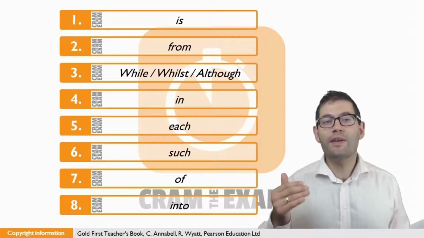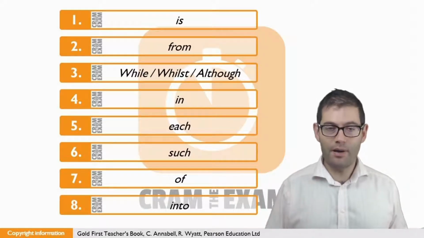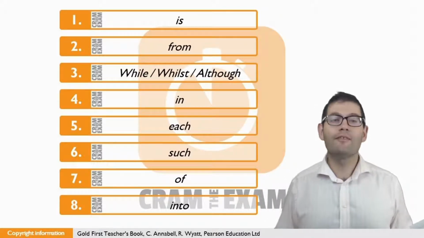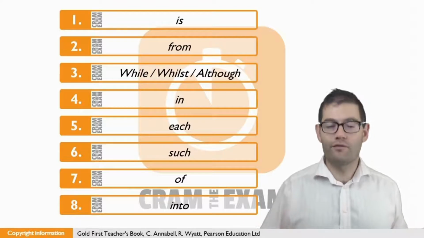For question number 2, what we need is the preposition that follows apart. What's the preposition that we need? Of course, it's from. Apart from.